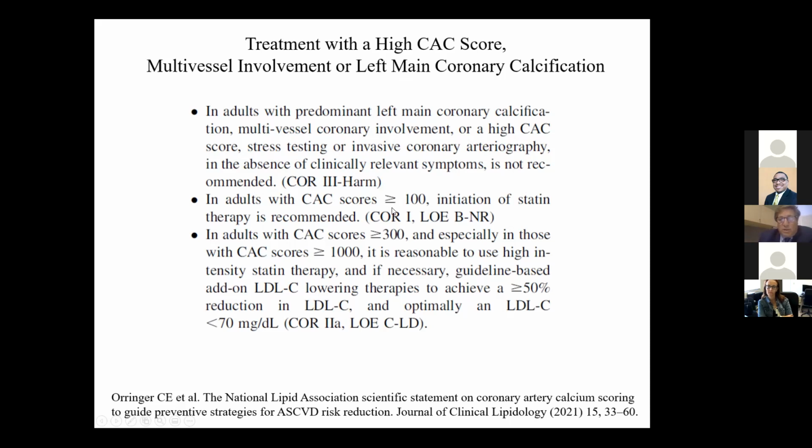If the score is greater than 100, initiation of a statin is recommended. In adults with scores greater than 300 and especially greater than 1,000, it's reasonable to use a high intensity statin and additional LDL lowering agents to achieve a greater than 50% reduction in LDL.